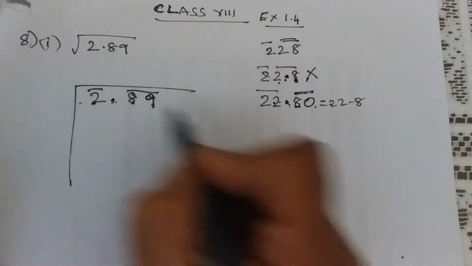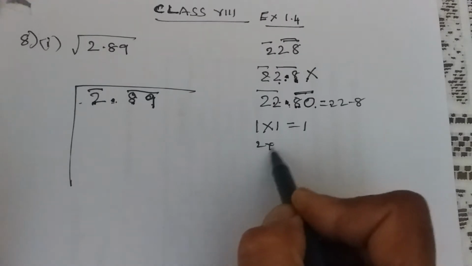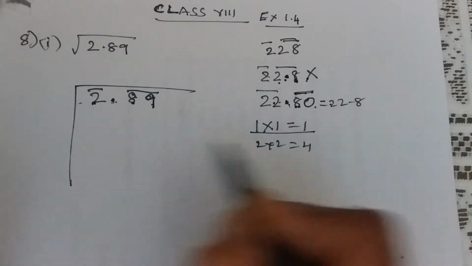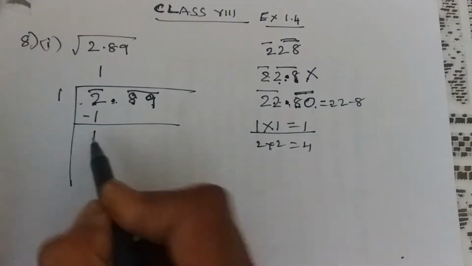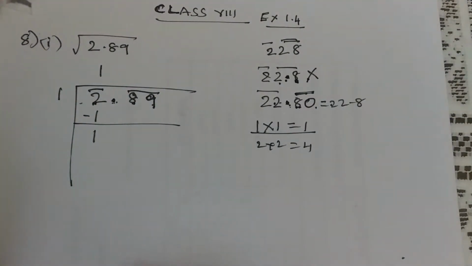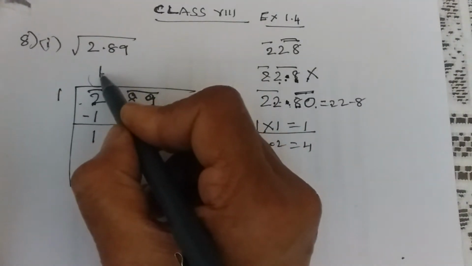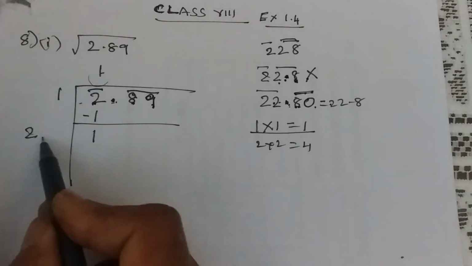Now for 2, if you start the square tables, 1 ones are 1, 2 twos are 4, but we have only 2. So 1 ones are 1, here 1, here 1. 2 minus 1 is 1. Subtraction is over. Now, what to do? Multiply the quotient by 2. 1 into 2 is 2. Write it here to the left hand side of the second line.